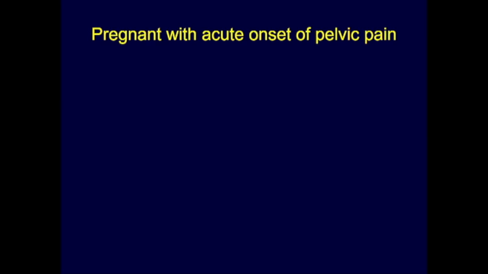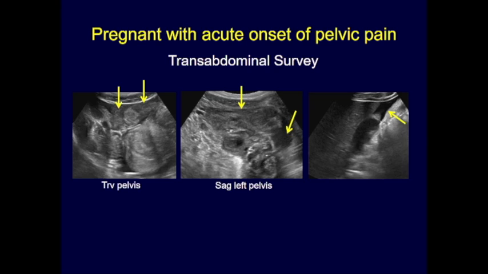So I'm going to show a case. This is a pregnant patient who came in with acute onset of pelvic pain. What do we do first? We always start with the transabdominal survey. We want to be able to get an overview of what's going on in the pelvis. Is there hemoperitoneum? Are there masses in the pelvis? And if we see abnormalities, we want to survey up higher in the abdomen.